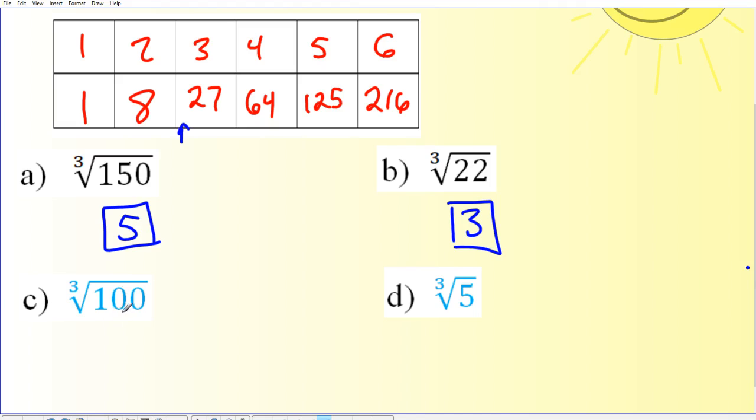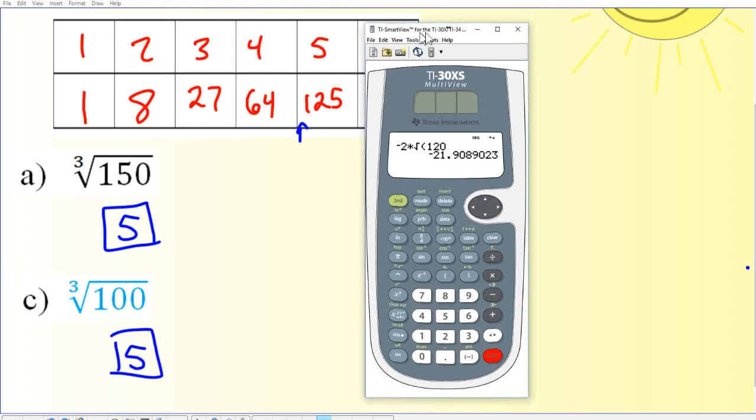Okay, so we have cubed root of 100. So 100 would fall in here. Now, is it closer to 4 or is it closer to 5? It's a bit closer to the 5. It's 25 numbers away from here and like 40 numbers away from here. So we're going to have to say it's closer to the 5. This is approximately 5. But it's probably more likely in the middle-ish. It's probably like 4.6, 4.5 something.